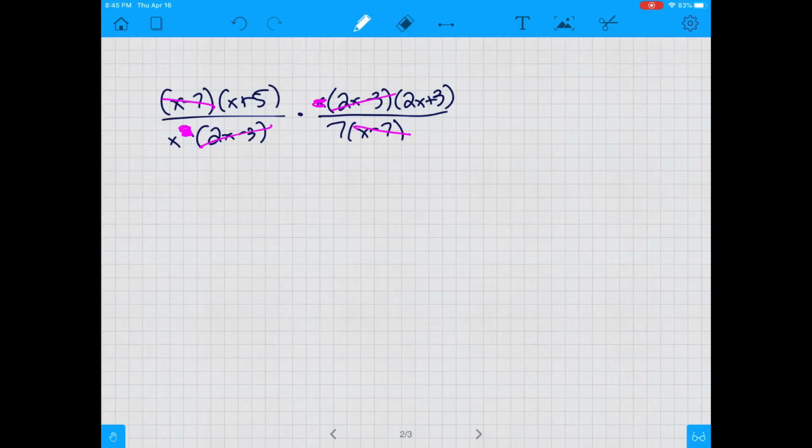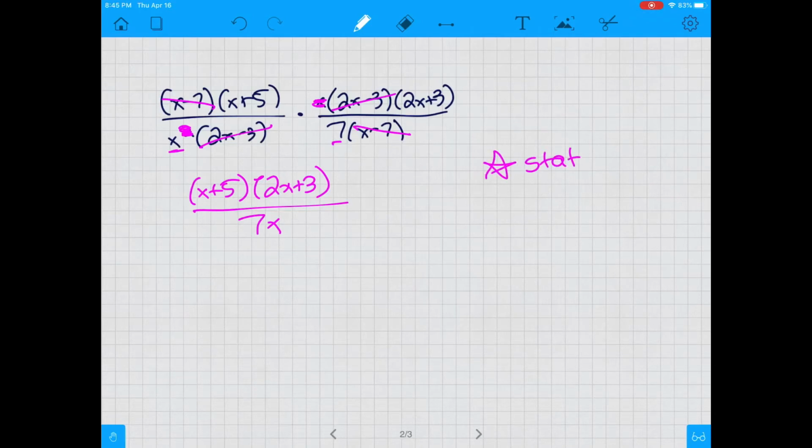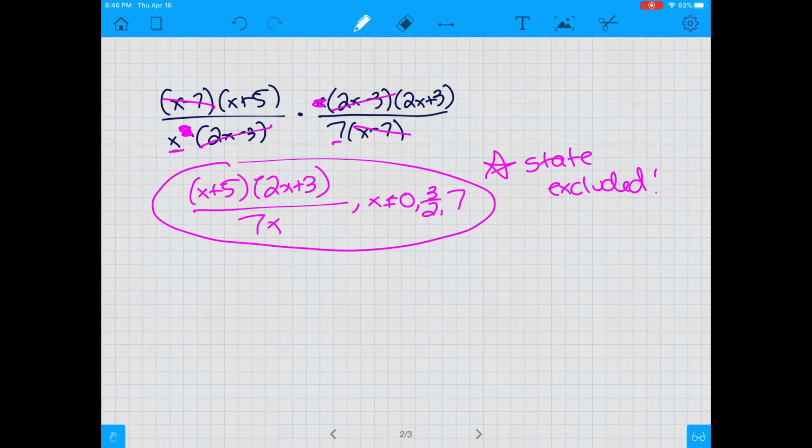So what's left over after I cancel this out? Well, I have an x plus 5 in the numerator. I have a 2x plus 3 in the numerator. And then my denominator, I just have 1x and the 7. Now, again, the thing to be careful about, at the very end, state your excluded values. Right, so from the very first step, I know x can't be 0, 3 over 2, or 7. And that's my final answer.